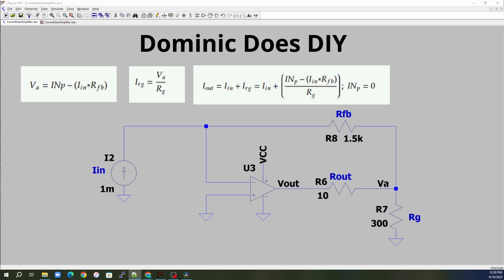So current going into the op-amp is going to be the current through the feedback resistor and the current through the ground resistor. We know that the current through the feedback resistor is just our input current, and the current going through the ground resistor is equal to our input current times the feedback resistor divided by the ground resistor. If we simplify this, we can see that it is the input current times 1 plus the feedback resistor divided by the ground resistor. So the gain of this circuit is actually 1 plus our feedback divided by our ground.